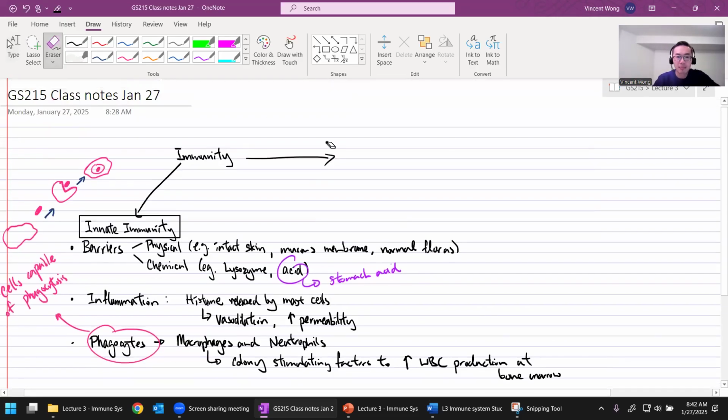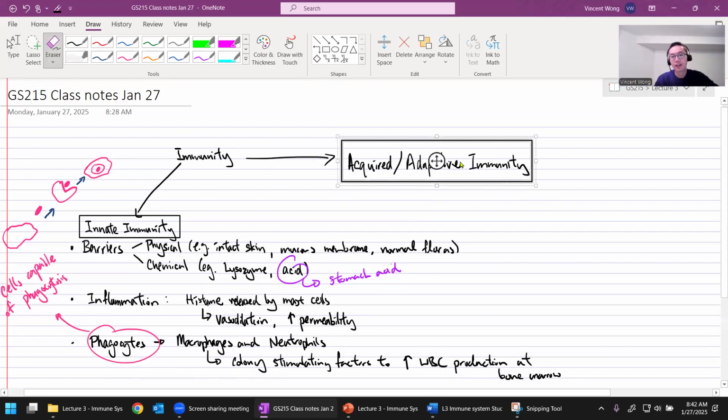Then we're going to need the second branch, which we have not talked about yet, and it will be the main topic for today. It is called acquired, meaning you have to get it, you have to develop it throughout your lifetime, also known as adaptive immunity. And not only do you have to acquire it and develop it throughout your lifetime, as you develop it, it's able to change and evolve over time.